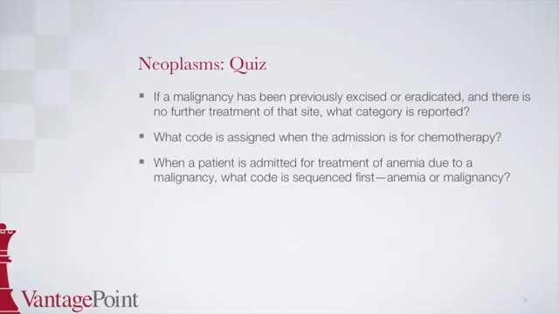Finally, it's time for our quiz. Our first question is, if a malignancy has been previously excised or eradicated, and there is no further treatment of that site, what category is reported? Our second question, what code is assigned when the admission is for chemotherapy? Our final question is, when a patient is admitted for treatment of anemia due to a malignancy, what code is sequenced first, anemia or malignancy? You can pause the webinar to write down your answers and then hit play to find out if you were correct.